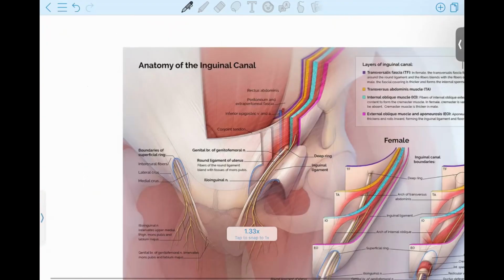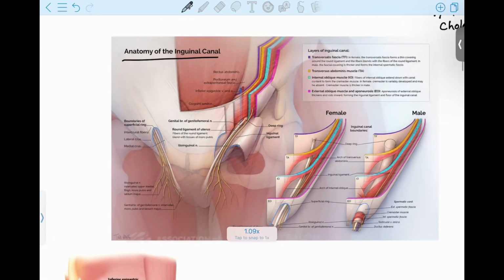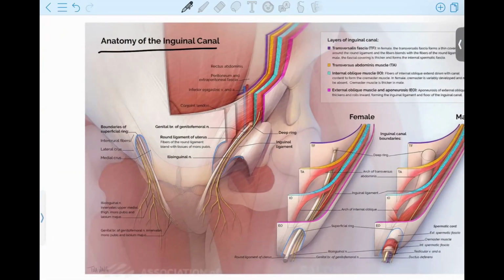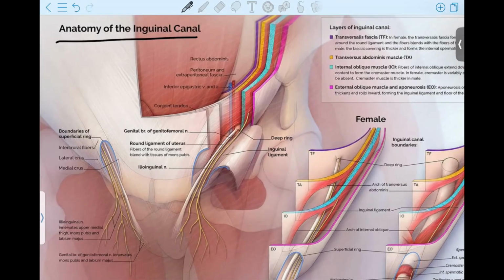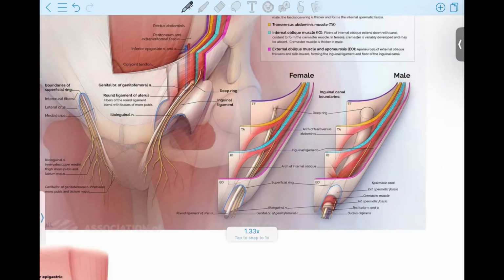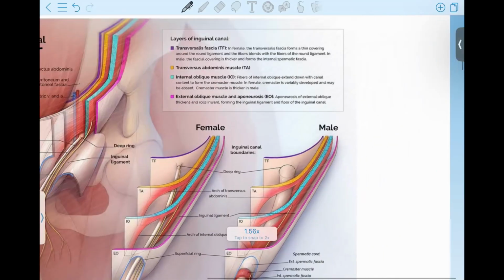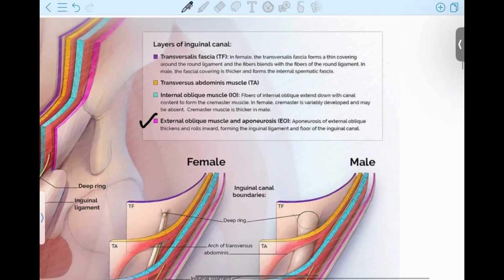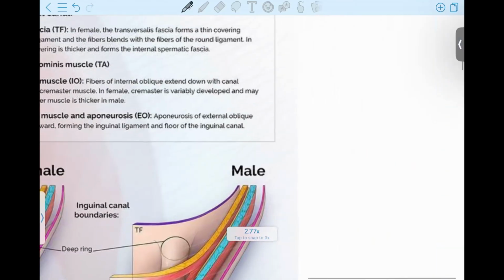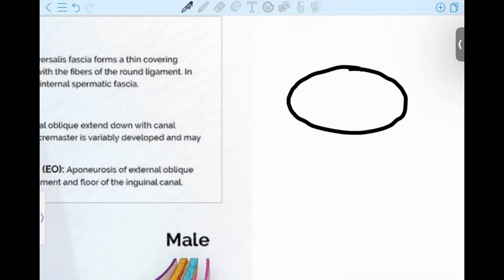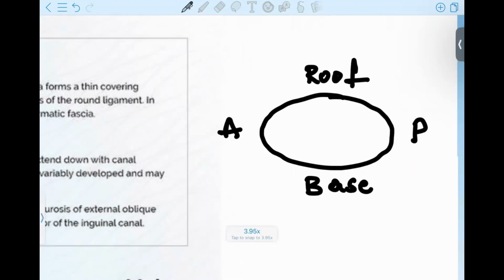Next, moving on to the inguinal canal. The first thing you have to understand is the layers of the abdomen. Here you can see the layers: the first one is the external oblique muscle, and after that the internal oblique muscle, the transversus abdominis muscle and the transversalis fascia. This is how the inguinal canal layers are formed. Here you can see the inguinal canal, guys. This is the roof, this is the base, this is the anterior side, this is the posterior side. What are the structures present here?